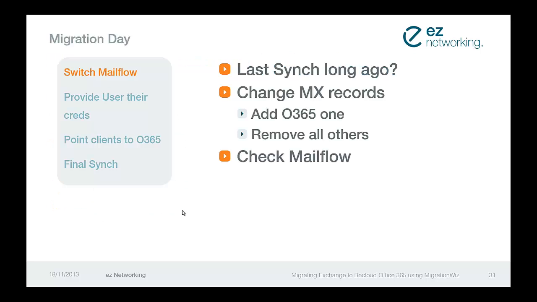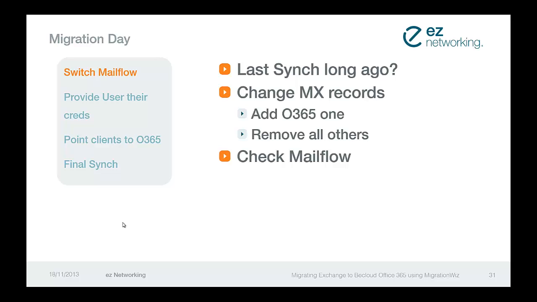There we need to ask ourselves, has the last sync been a long time ago? Maybe you should do another sync for the 90 days. And the next step would be to change the MX records. The MX record is the one that decides where email is going to flow to. At this moment, email is going to flow to the SBS server still. On the migration day, we will change this to Office 365.